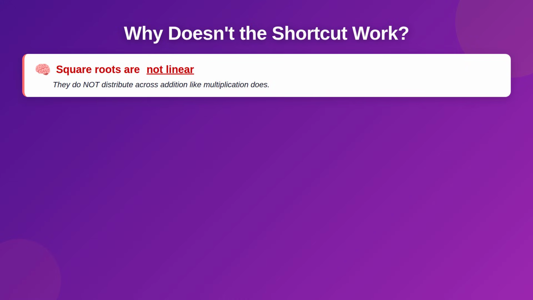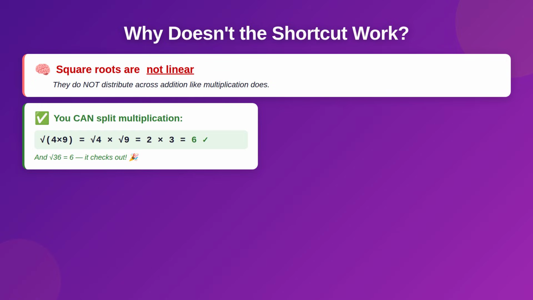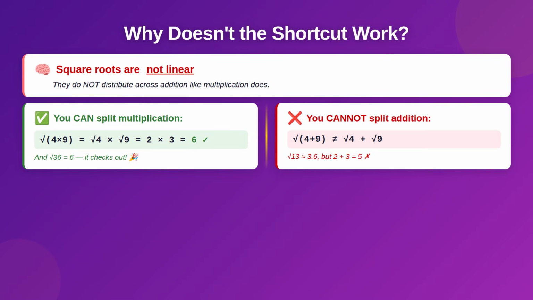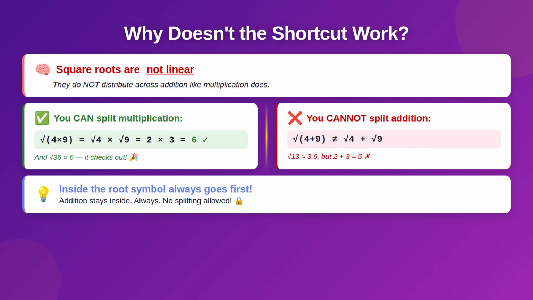So why doesn't splitting work? Here's the big idea. Square roots are not what mathematicians call linear. They don't distribute across addition the way multiplication does. Here's something cool though. You can split a square root across multiplication. The square root of 4 times 9 equals the square root of 4 times the square root of 9. That's 2 times 3, which equals 6. And the square root of 36 is also 6. It checks out. But addition? Nope. Addition stays inside, always.